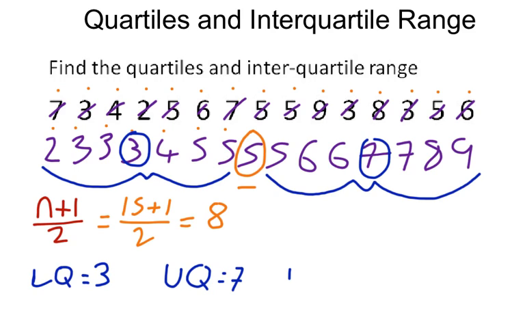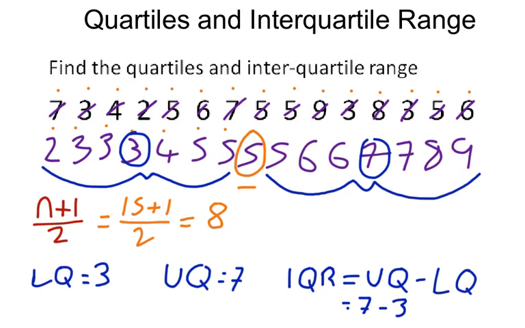Finally, we need to find the interquartile range, which is usually abbreviated to the IQR, and the interquartile range is the upper quartile minus the lower quartile. So in this case, it's 7 minus 3, which is 4. And the interquartile range tells us that 50% of our data is within that range. Half of the data is between 3 and 7.